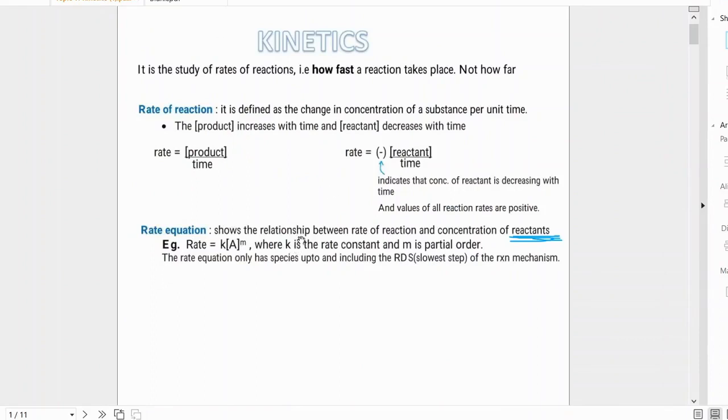So a rate equation shows the relationship between the rate of reaction and the concentration of reactants. Reactants, not products. This is how we write a rate equation. Rate equals rate constant k, concentration of a reactant A, because square bracket means concentration, raised to the power m. m is the partial order. We will read about this later.